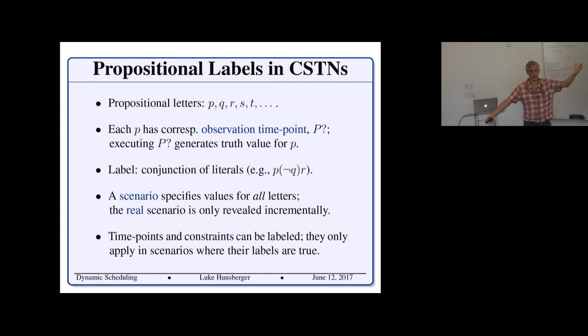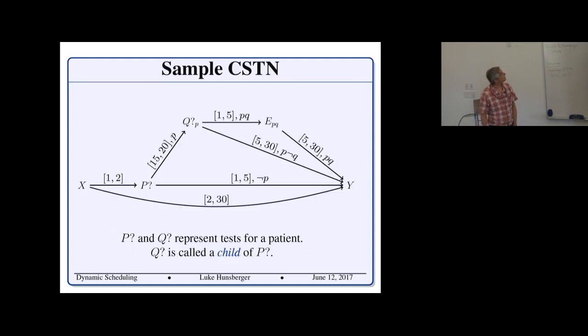And of course, you don't normally know this information at runtime. You only know the observations that you've seen so far. The real scenario is only revealed incrementally during runtime. And the time points and constraints can be labeled. So here's an example of a CSTN. Now I'm using the interval notation for the time constraints. So for example, from P question mark to Q question mark, that's got to happen between 15 and 20 minutes. But only if P comes out to be true. That constraint only applies if the test P comes out to be true. But if P comes out to be false, then you just go straight to Y, which is your exit point.